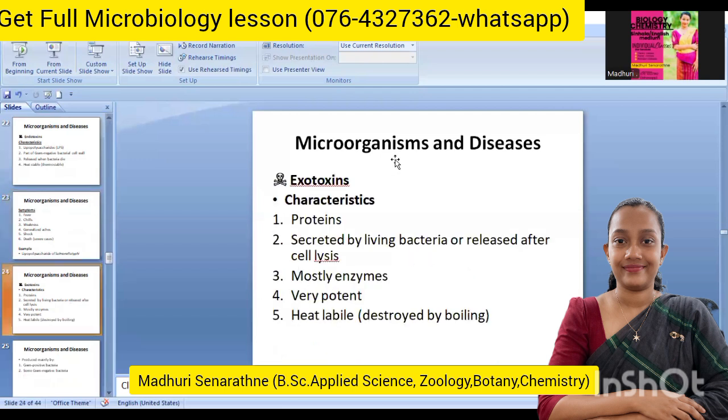Now exotoxins. Can you remember the characteristics of endotoxins? If you can remember, they are lipopolysaccharides, but exotoxins are proteins. Exotoxins are proteins, and they are secreted by living bacteria or released after cell lysis, and mostly they are enzymes, very potent and heat labile, heat sensitive. They are produced inside bacterial cells during growth and metabolism. They are secreted or released into the surrounding environment. They are often enzymes. They are highly harmful even in small amounts because of their catalytic nature. They are proteins, so they are generally heat sensitive and may be inactivated by boiling.